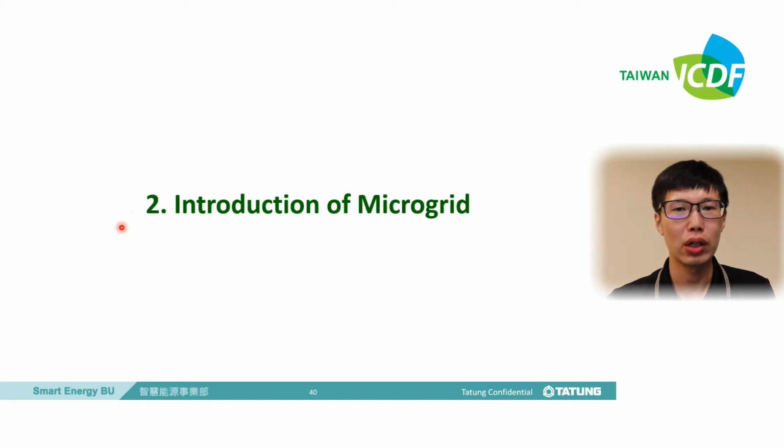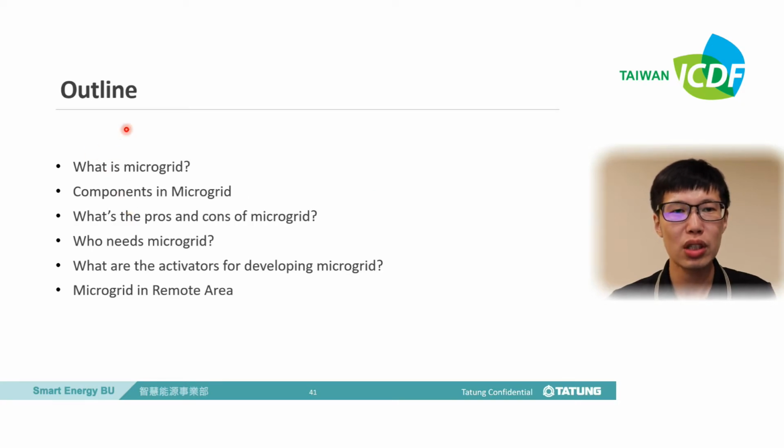Okay, Chapter 2, Introduction of Microgrid. Here is the outline. First, I will introduce what is microgrid, followed by the components in microgrid, the pros and cons of microgrid, who needs microgrid, and what are the activators for developing microgrid, and finally, the microgrid in remote area.